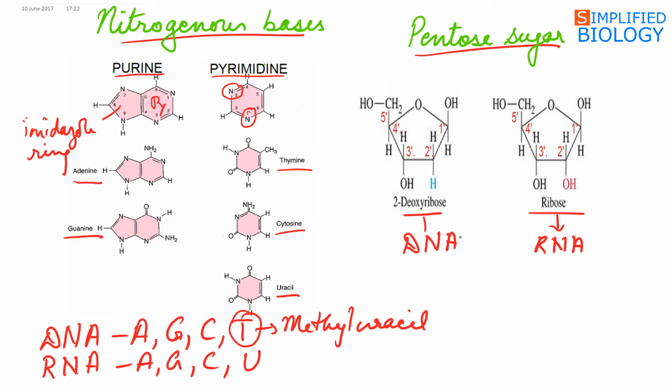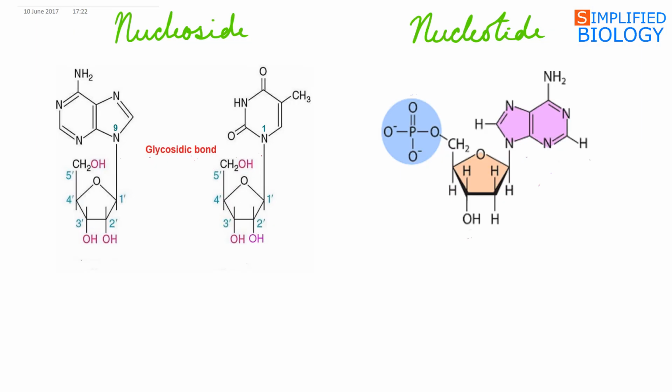The difference between ribose and deoxyribose is absence of oxygen at the 2' carbon of the sugar. It is due to this that deoxyribose sugar is more resistant to hydrolysis than the ribose sugar. Nitrogenous base plus sugar form a nucleoside. Nitrogenous bases are attached to the sugar by glycosidic bond.